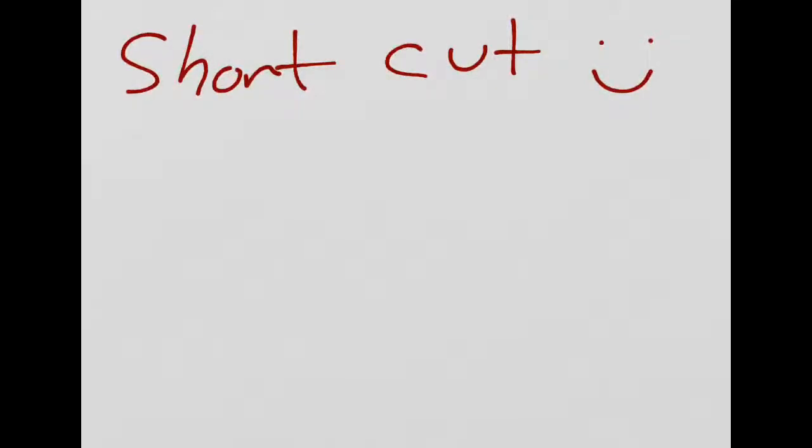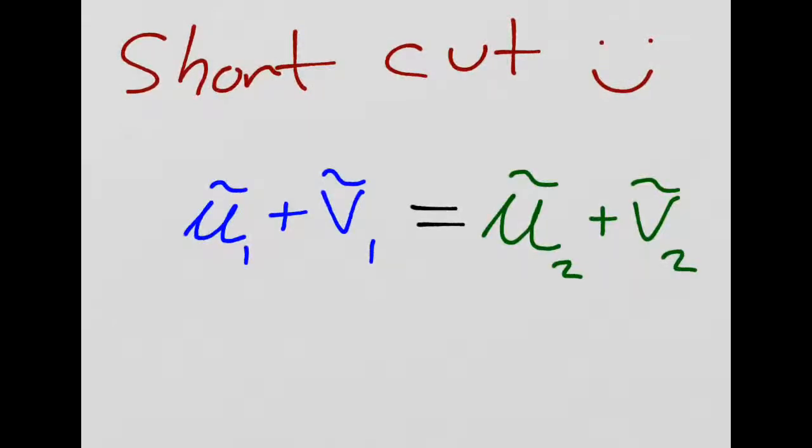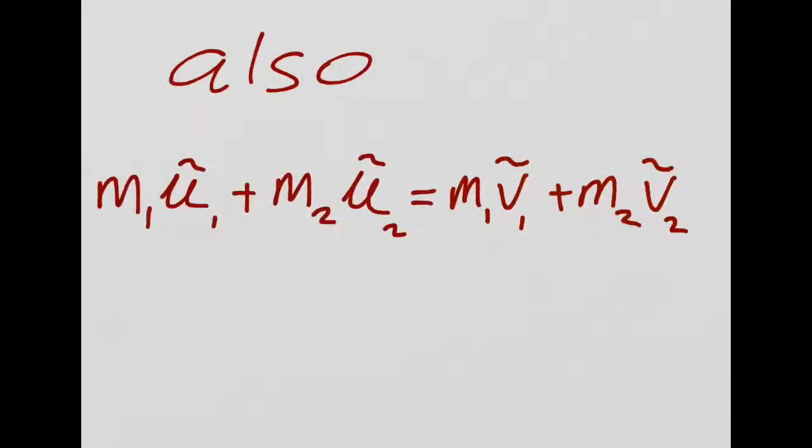For two particles with an elastic collision, we have particle 1, particle 2, the initial velocity plus the final velocity of particle 1 is equal to the initial velocity plus the final velocity of particle 2. We still need the conservation of momentum. So the first mass times its initial velocity plus the second mass times its initial velocity is equal to the first mass times its final velocity plus the second mass times its final velocity.